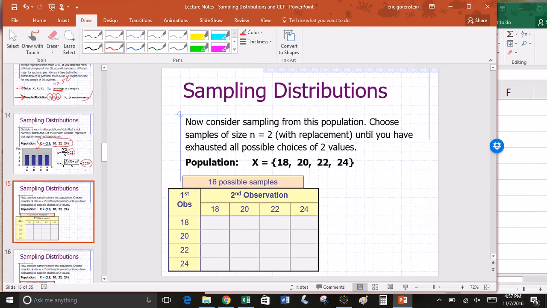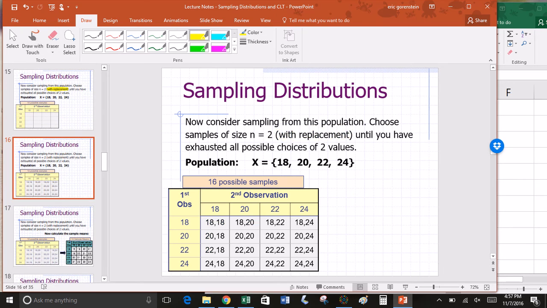So now if we pull all possible samples from this population, and in this example, I'm going with replacement. I'll talk about why in a little while, but if I select the number 18 first, I could also select the number 18 second. So that means I have 4 options for the first choice, 4 options for the second choice. 4 times 4 is 16. So there's 16 possible samples. So 18 and 18, 18 and 20, 18 and 22, and so on and so on.